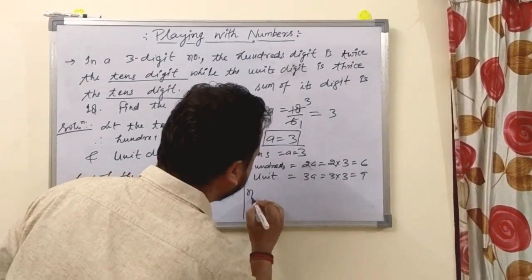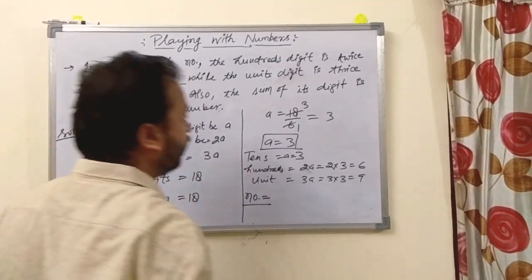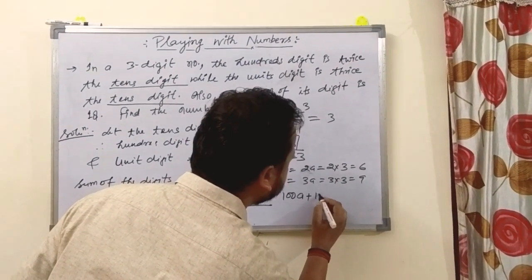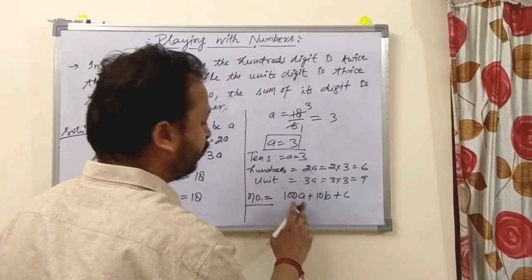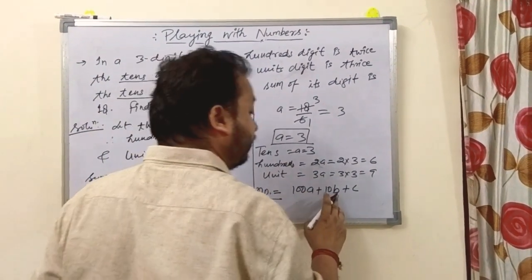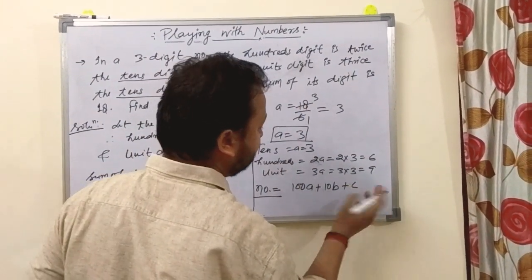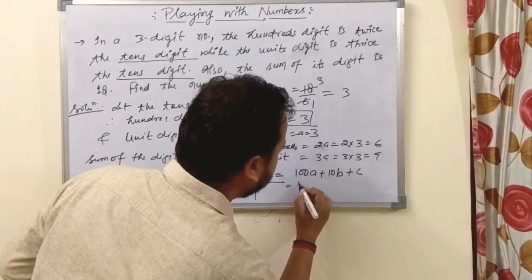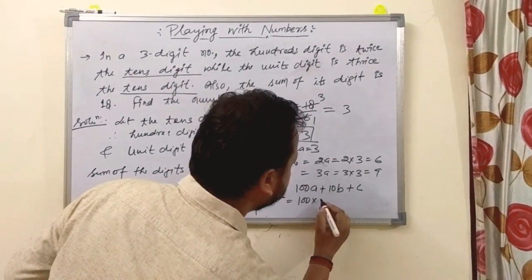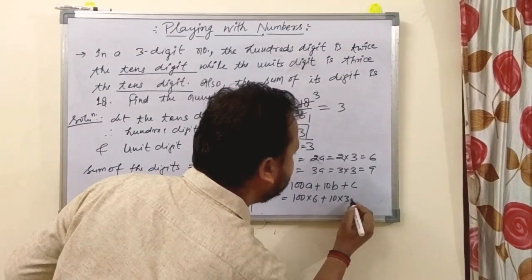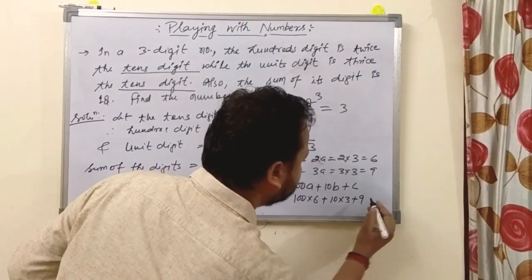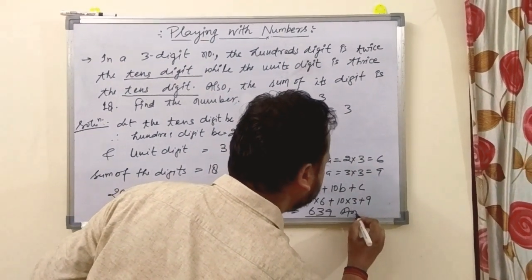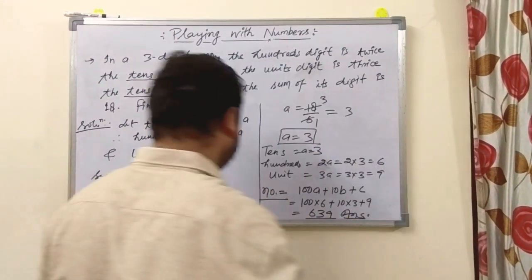And you know the general form of a 3-digit number is 100a plus 10b plus c, where a is the hundreds place digit, b is the tens place digit, and c is the ones place digit or unit place digit. Put the values, you will get 100 into 6 plus 10 into 3 plus 9. So that is 639. That is the answer, right?